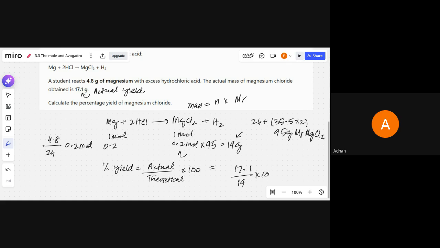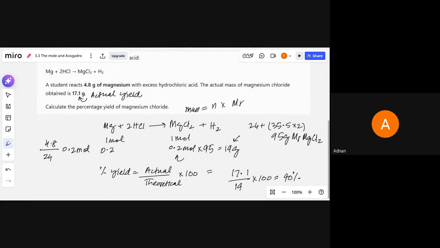Yeah, so you should do this separately, because if you try to solve this expression as a whole using your calculator, sometimes there's a chance that your calculator might mess up your answer. So 17.1 divided by 19, we get 0.9. So 0.9 times 100, you get 90%, right? So this is how you should do it in 2 steps. And this is our percentage yield. Okay, so I hope this topic is clear.